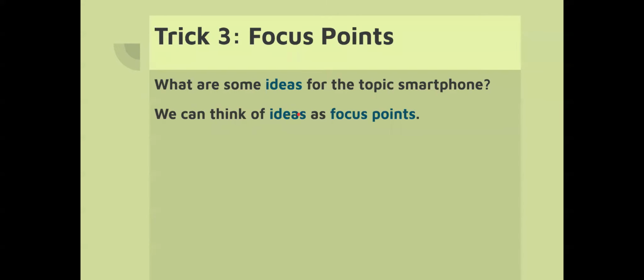But when we write down our ideas, that helps, but we don't want to use this paper for our presentation because we just want to look at the topic and talk about it. So we can use the ideas and we can find focus points that connect to these ideas, okay?